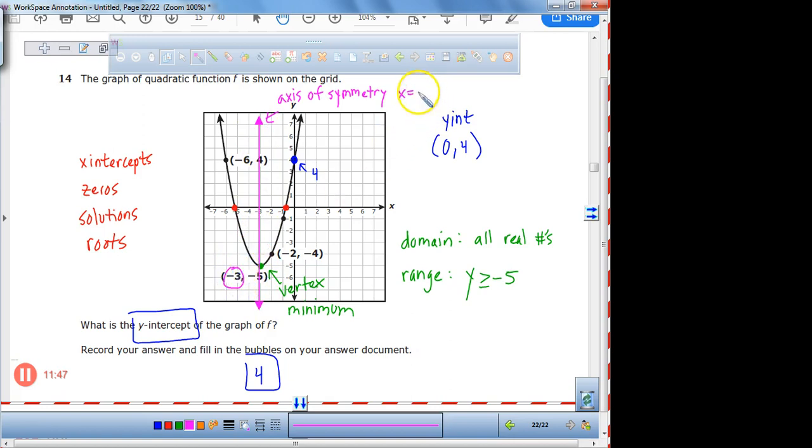-3, you're right. You said -3, you're right. Vertical lines are always x equals. Horizontal lines are always y equals. That's something you need to know. So even though technically all you needed to know in this particular problem was that the y-intercept was at 4, now you know a whole bunch more about this parabola, if you can.